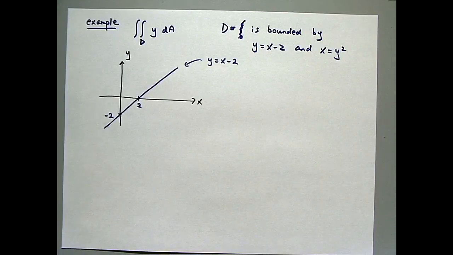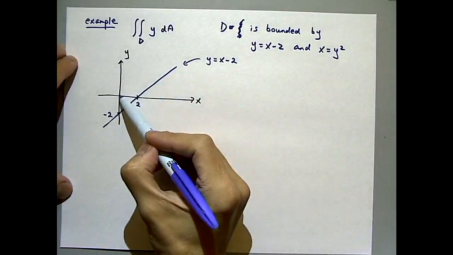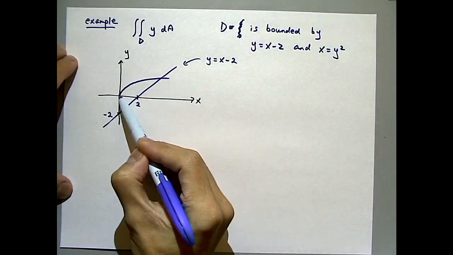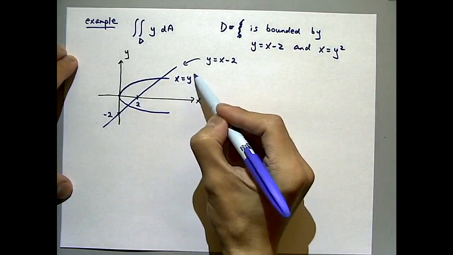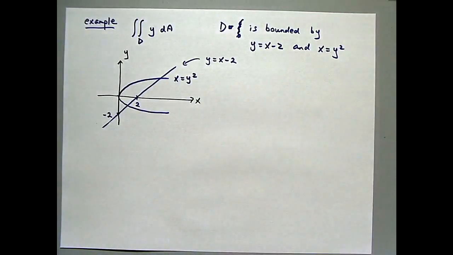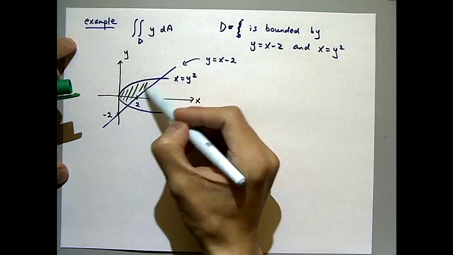What about x is equal to y squared? What shape is that? Parabola. Which way does it open? To the right, to the positive x. So this way. All right, so the region D we're talking about is right here.